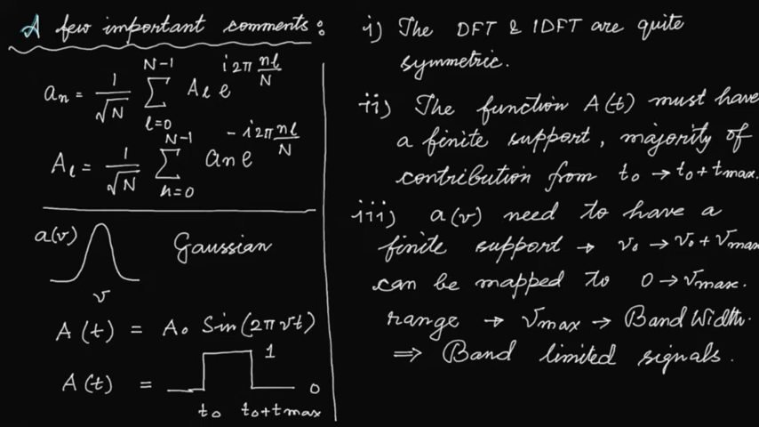Right. So if you now combine 1 and 2, what does it suggest? What you see from 2 is that a(t) has to have a finite support for the discrete Fourier transform to work. And 1 tells you that IDFT and DFT are quite symmetric. This means that now nu also needs to have a finite support.